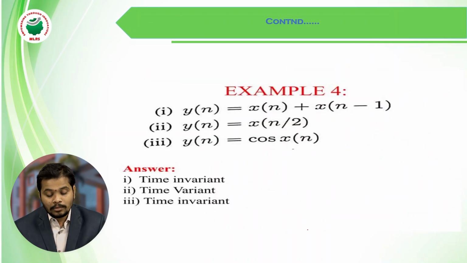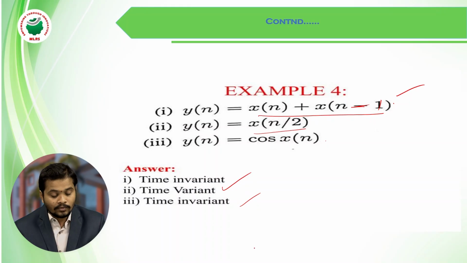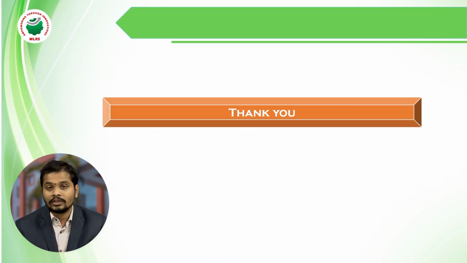These are the different examples for time invariance. By seeing this, you can say that x of n minus 1 is a time invariant system, means it is shifting. And x of n by 2 will come to the below level, so it is a time variant system. Thank you. So these are the classifications of the discrete time systems.